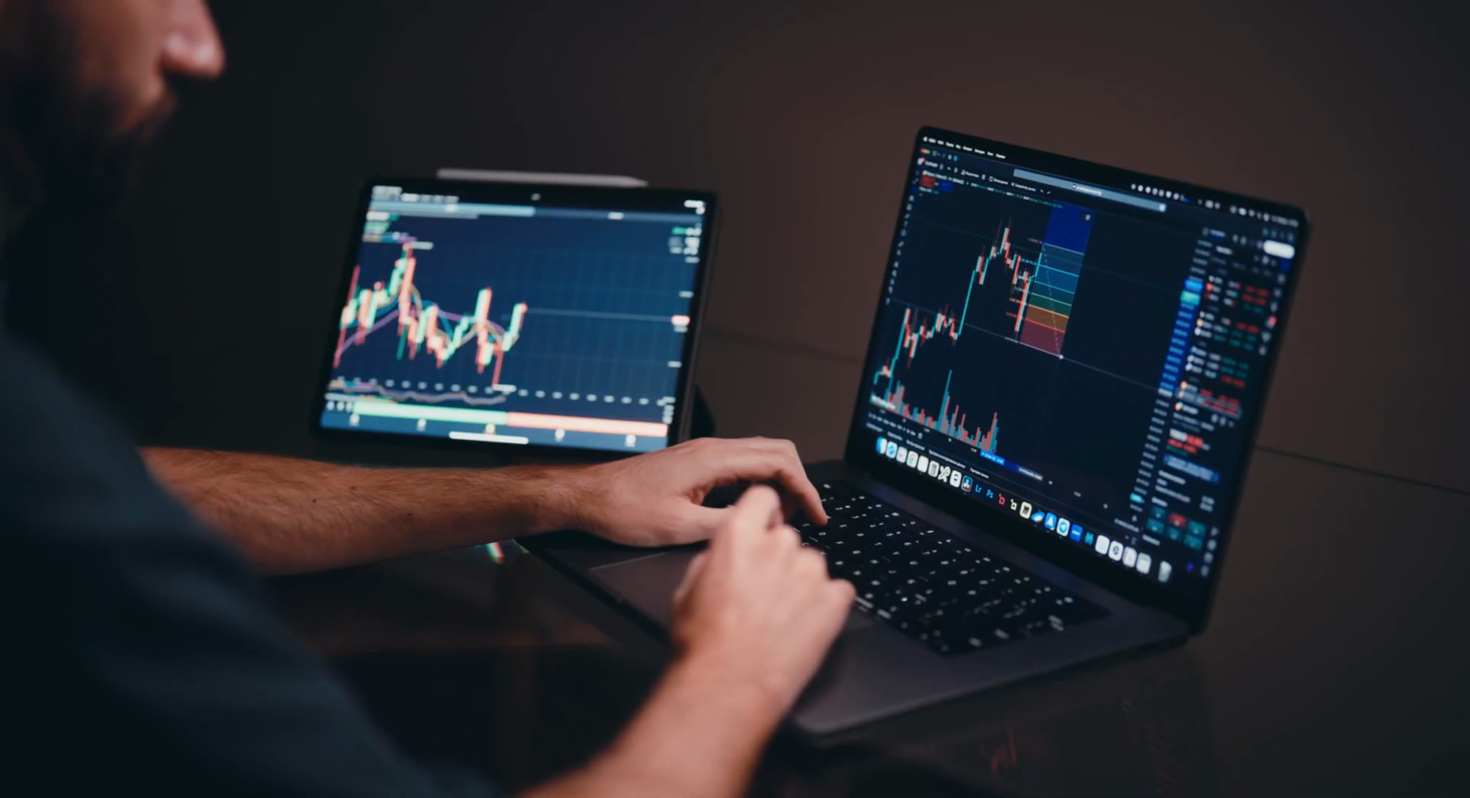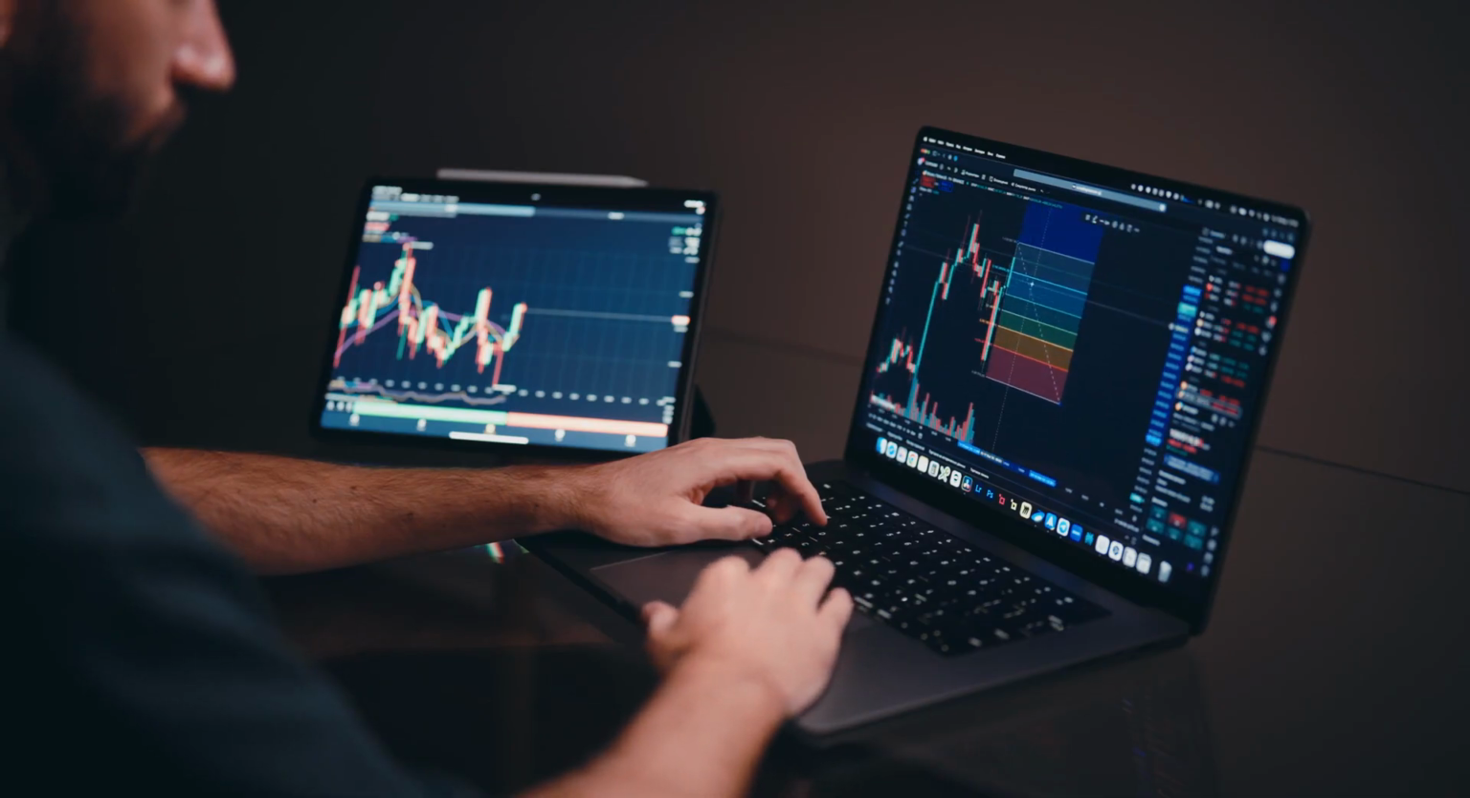To sum it up, reading stock charts doesn't have to be daunting. With AI, you can simplify the process and make better trading decisions faster. Remember, technology is here to help you navigate the complex world of trading.